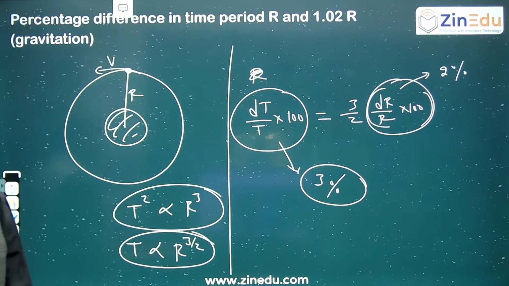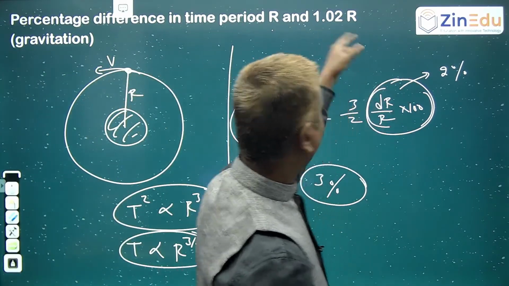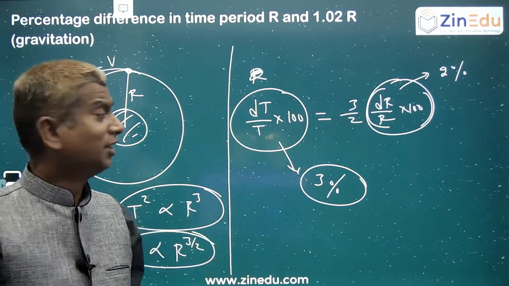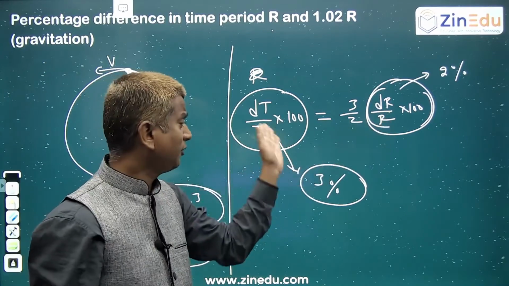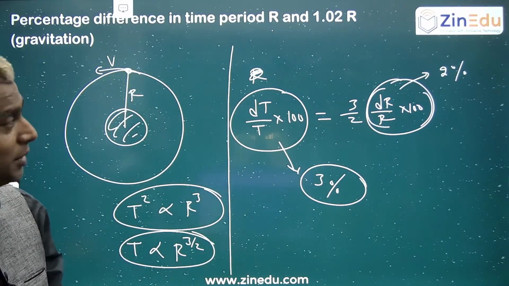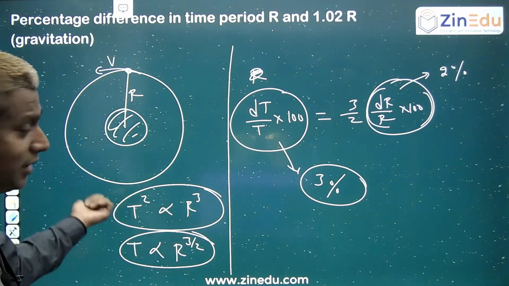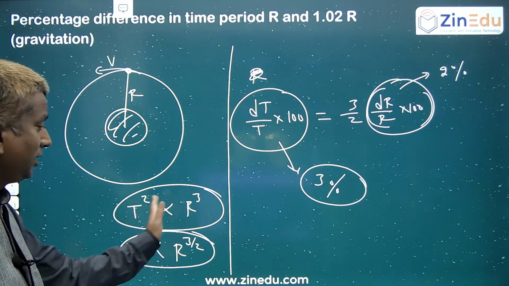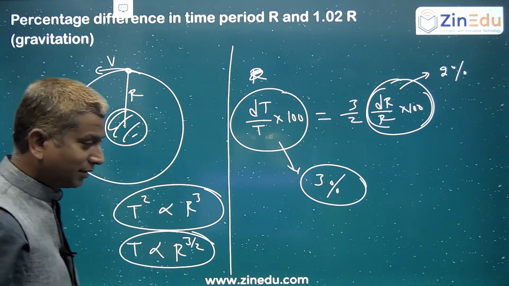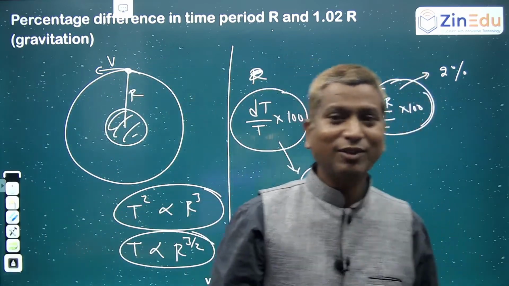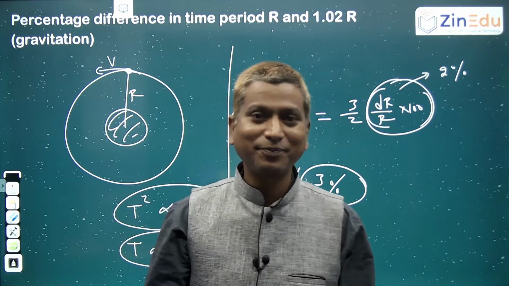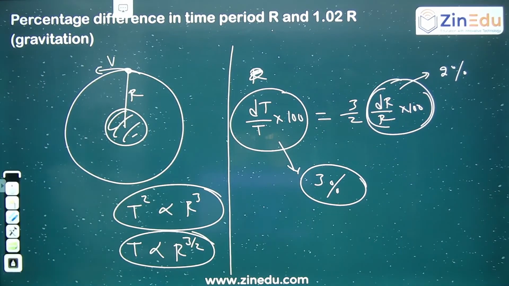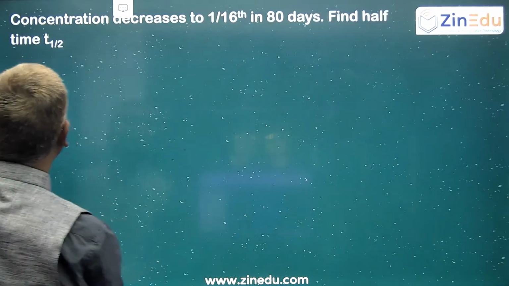Correct? R to 1.02 R is a 2% increase. Since there is a 2% increase in the radius, definitely there is an increase of 3% in the time period of that particular orbit satellite. This is a relation everybody knows, between the time period of the satellite and the radius. See, if you observe, this time we got quite good questions. In the gravitation chapter, the paper had almost 2 questions. Go to the next one.